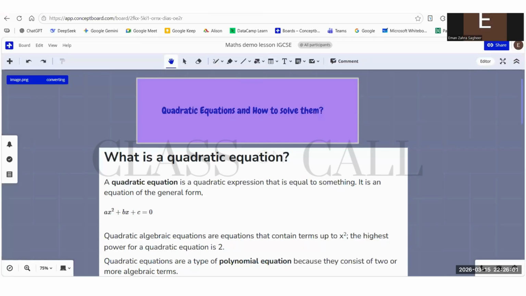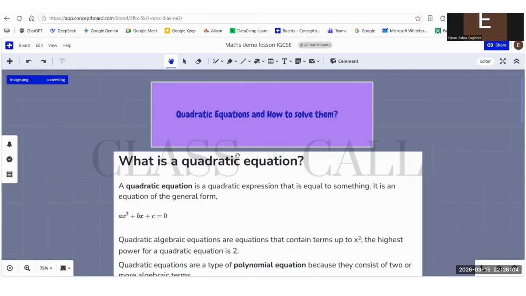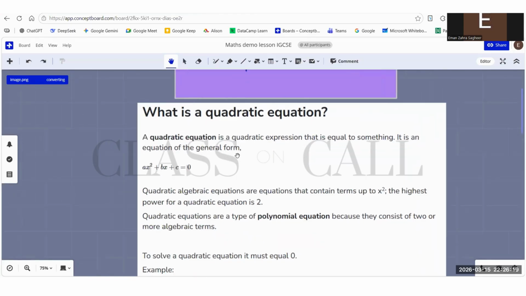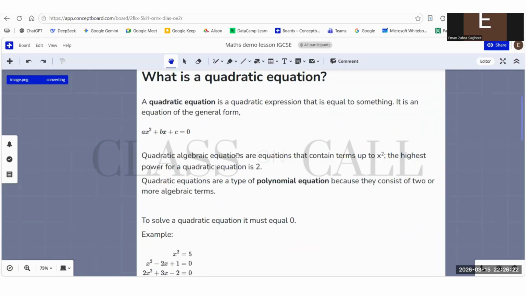Hope you're doing well. So in today's demo lesson, I'm going to explain quadratic equations and how to solve them. Before learning how to solve quadratic equations, we need to understand what a quadratic equation is. A quadratic equation is an equation where the highest power of the variable is 2.